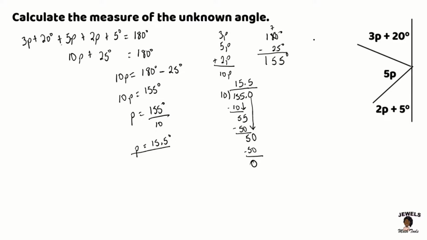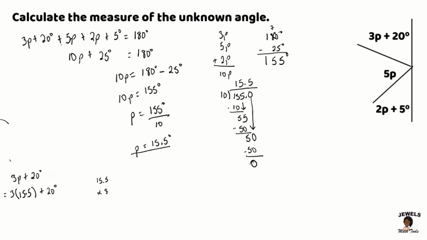So we're going to start with our 3p plus 20. So 3p plus 20 degrees, remembering that p is equal to 15.5 degrees. So my 3 will be multiplied to 15.5 degrees, and then its product added to 20 degrees.